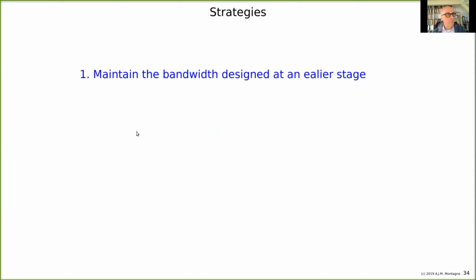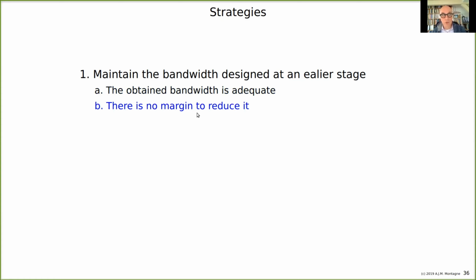The strategy. We want to maintain the bandwidth designed at an earlier stage. That's what I said before. If we design the bandwidth or we selected an operational amplifier such that the loop gain pole product of our amplifier is adequate, then we have enough bandwidth. Then after compensation, we don't want to look for another operational amplifier because we killed all the bandwidth. So we want to maintain the bandwidth that is designed at an earlier stage. This is in the case that the obtained bandwidth is adequate and there is no margin to reduce it.